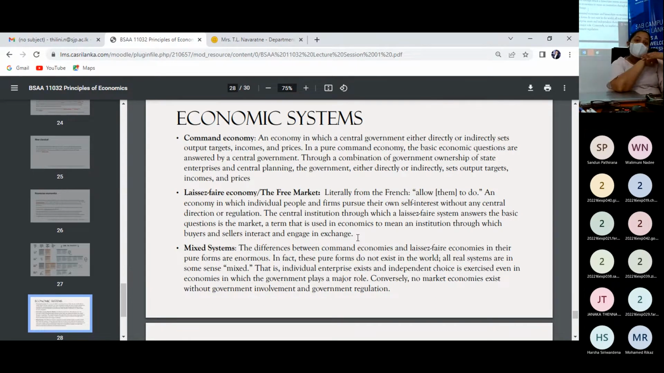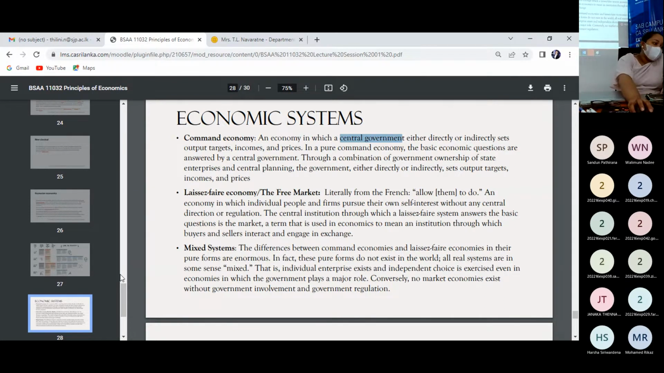Now, we have different economic systems. One type is a command economy. You would have heard about the Soviet Union, which collapsed, where the central government or central authority took the decisions for the people. In a command economy, we say the central government directly or indirectly sets the targets for the economy: output, income, prices. For all of those things, the command economy sets. That means the government sets everything. Government involvement is very high in a command economy.